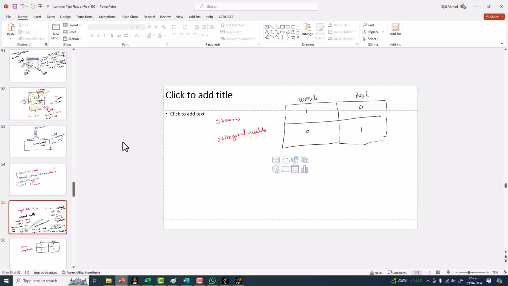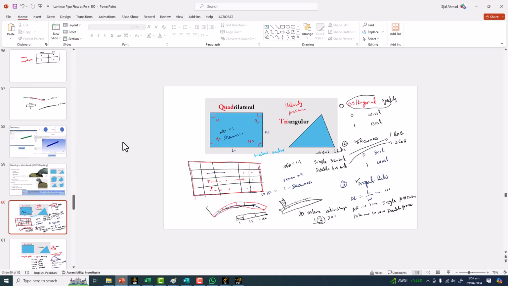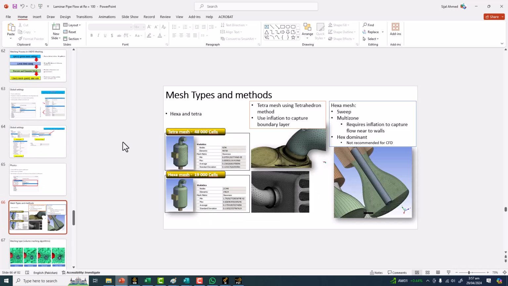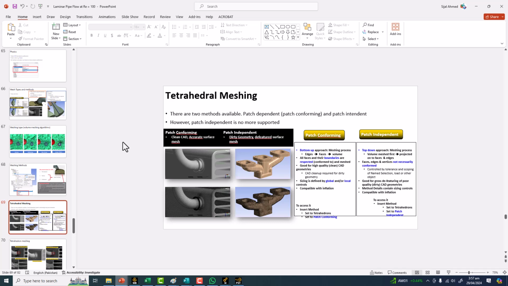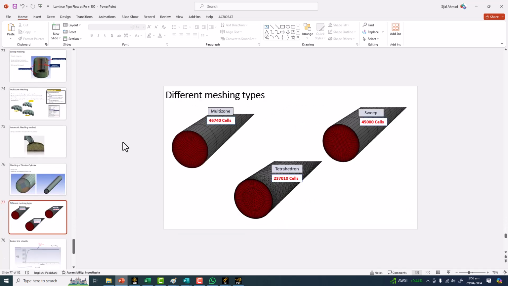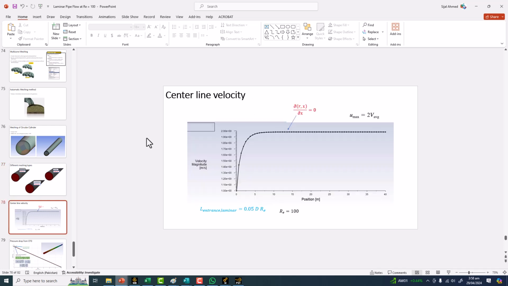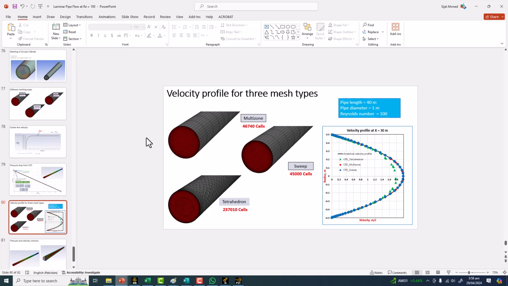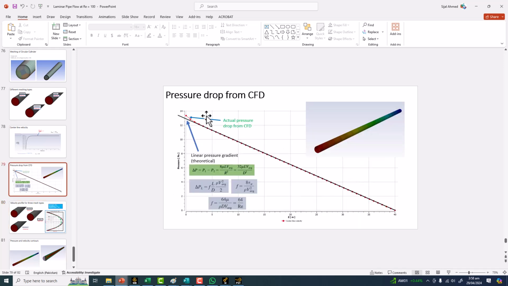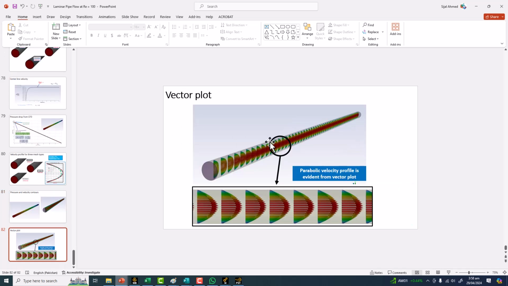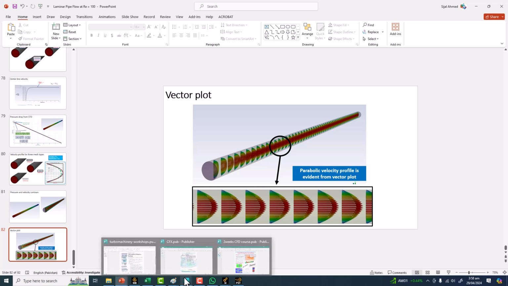Meshing is discussed, the background data is discussed, meshing types are discussed, and meshing is discussed in great detail. So all these important details are there in the course. And then we finally set up the problem and compare the different mesh types, different mesh sizing, different meshing methods. So everything is given here in this course. Like this is a pressure drop from the CFD and the analytical data, and this is a velocity profile for three different meshes and comparison with the analytical values. These are the vector plots. And this is not only limited to this part.